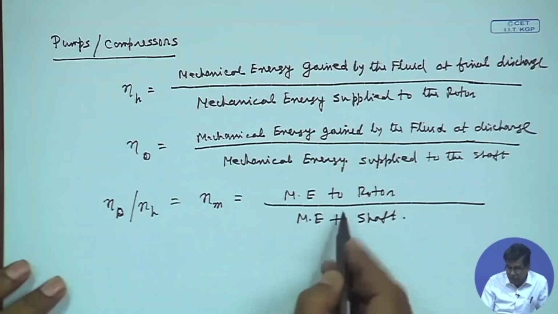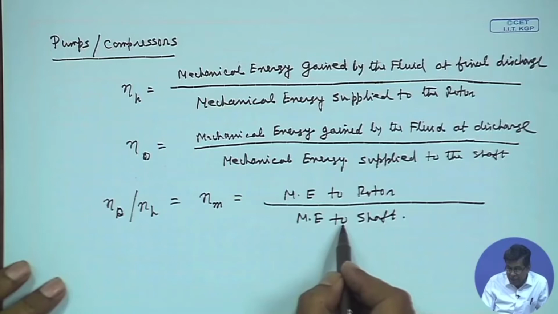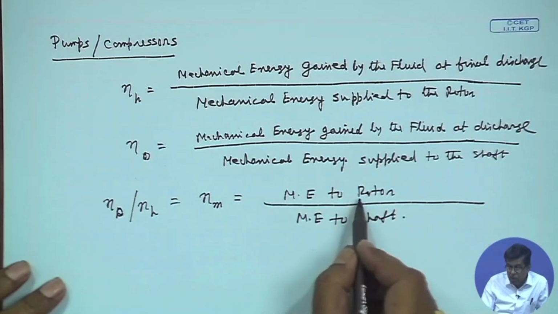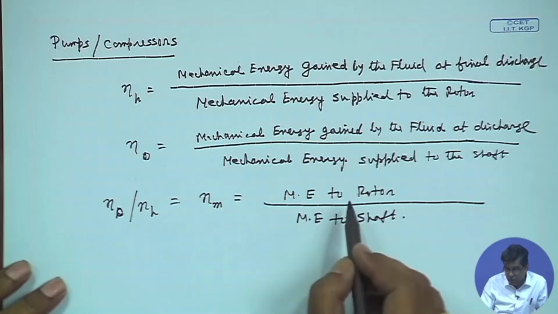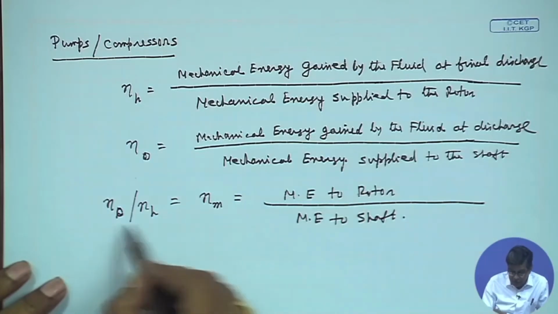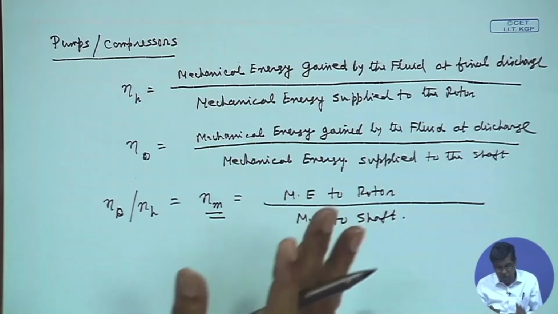input shaft, and this is always less than 1 because the energy supplied to the shaft is not all going to the rotor, because of the frictions in those elements: glands, bearings and couplings. So, the rotor receives less energy. So, this is the mechanical efficiency. This way, usually, the efficiencies of the fluid machines are defined.